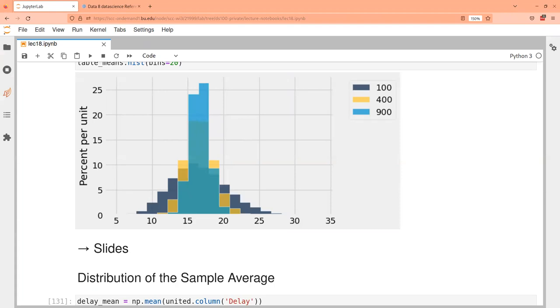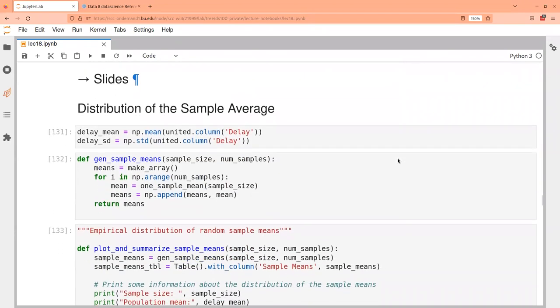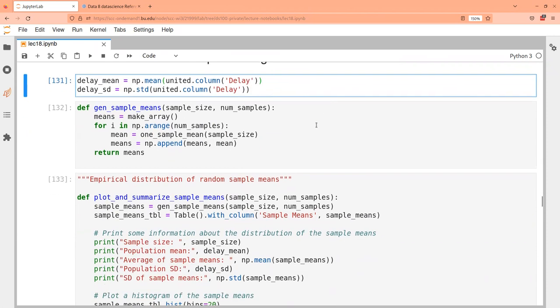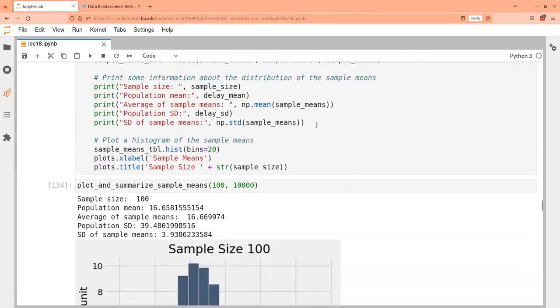Oops. So, just trying to make sure this isn't going to take forever to run.